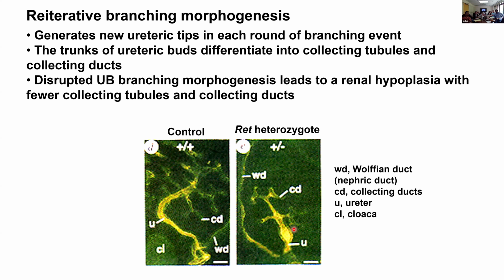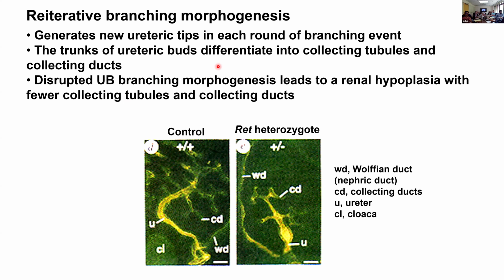So for the entire UB, the tip actually does two things. For now, we talk about one thing, which is responding to the cap mesenchyme signal to undergo further branching morphogenesis. The second function we will talk about during nephrogenesis. And then the trunk of the ureteric bud epithelium will differentiate into the collecting ducts. So the tip is, in a sense, a developmental feature, and it will disappear at the end of kidney development.